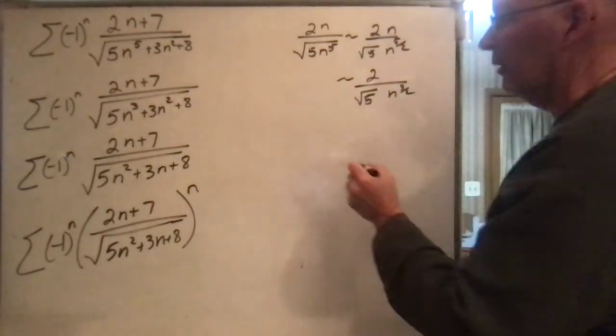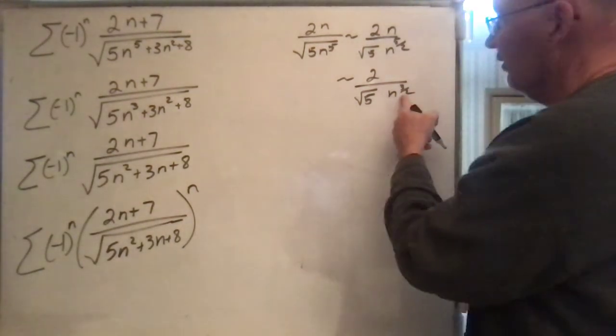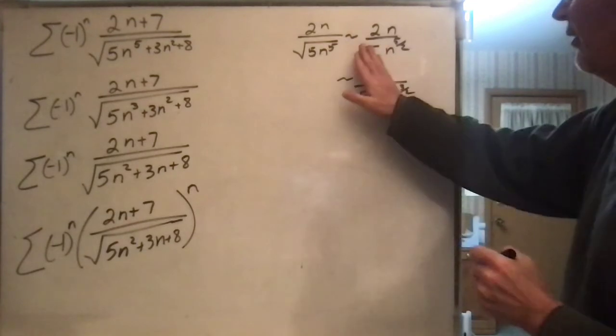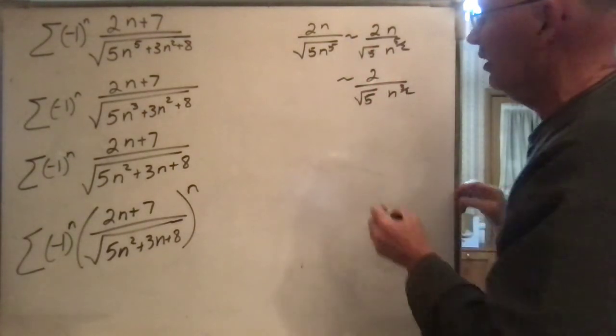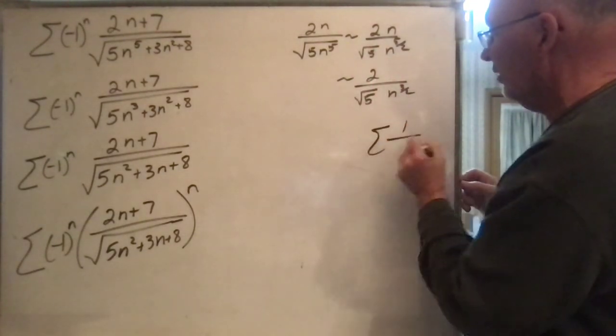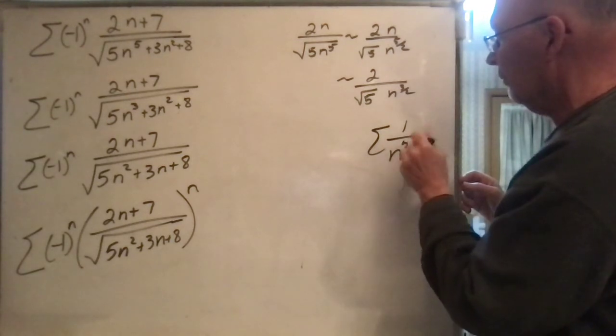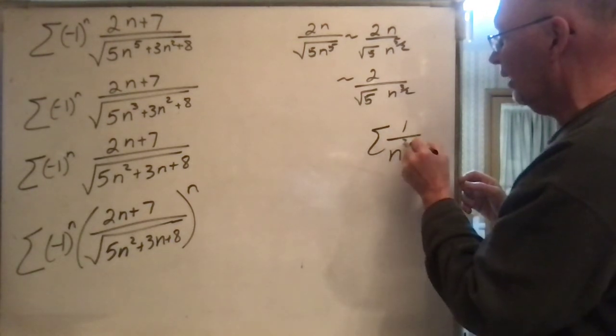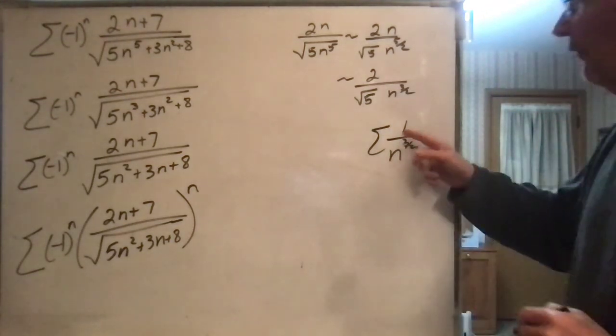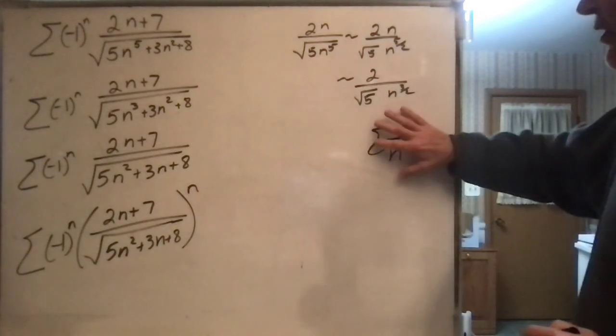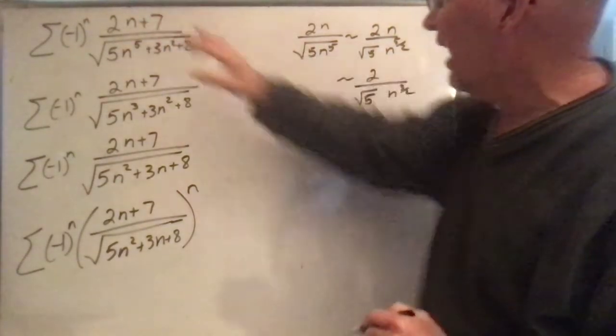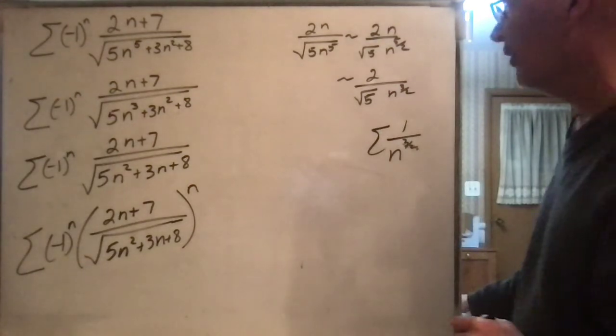And what do we know about the series 1 over n to the 3 halves? The series, not the sequence, but the series. We know that this series converges, right? Because 3 halves is bigger than 1. It grows fast enough, so that thing converges. And since this thing converges, this thing acts like this one, and so it's going to converge.